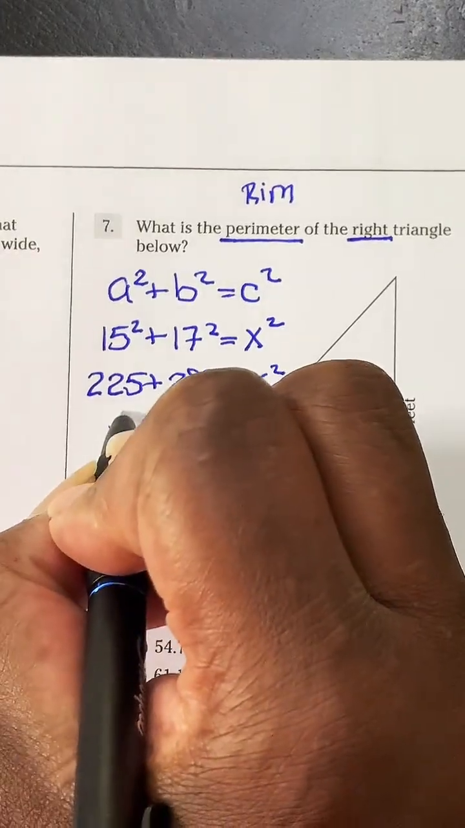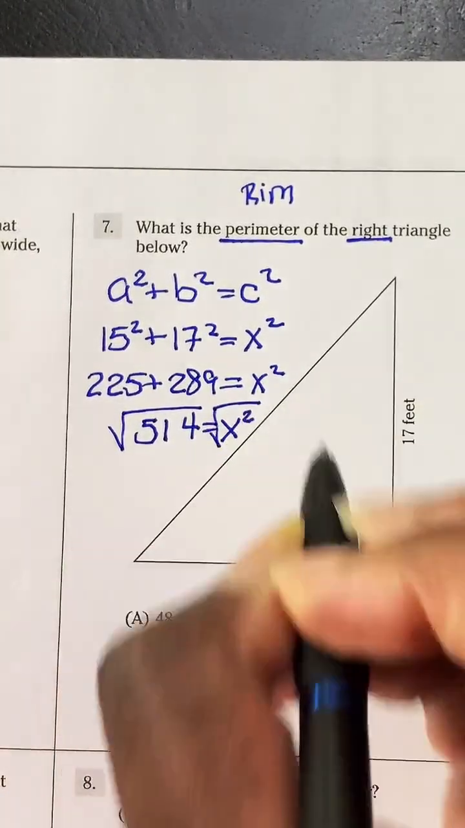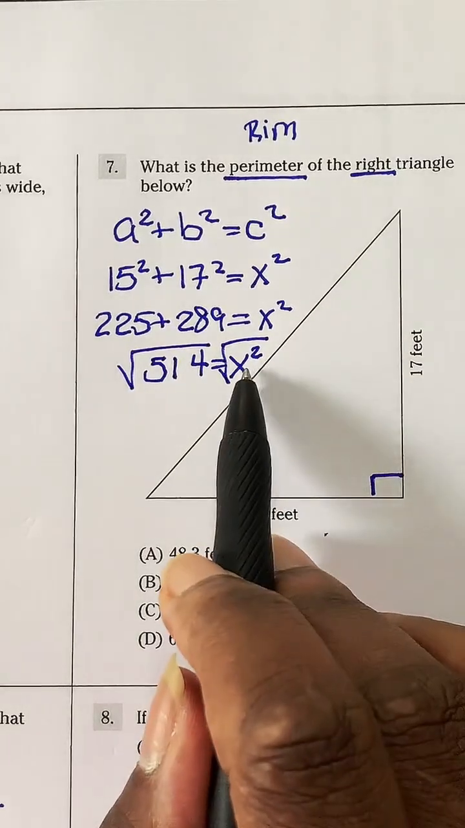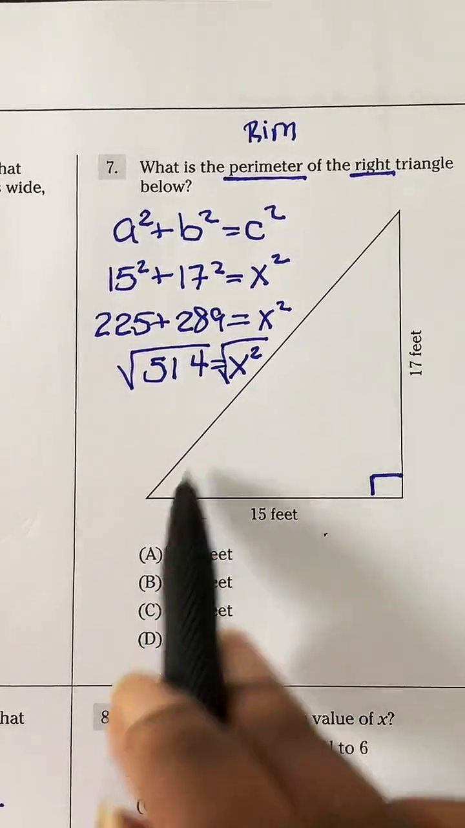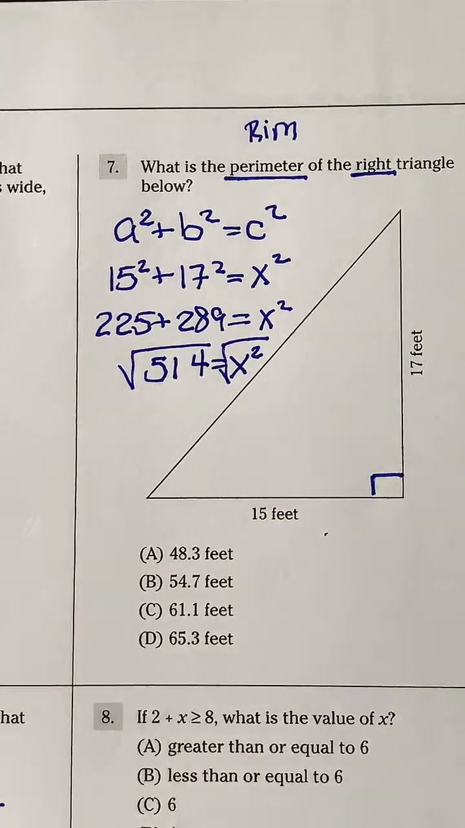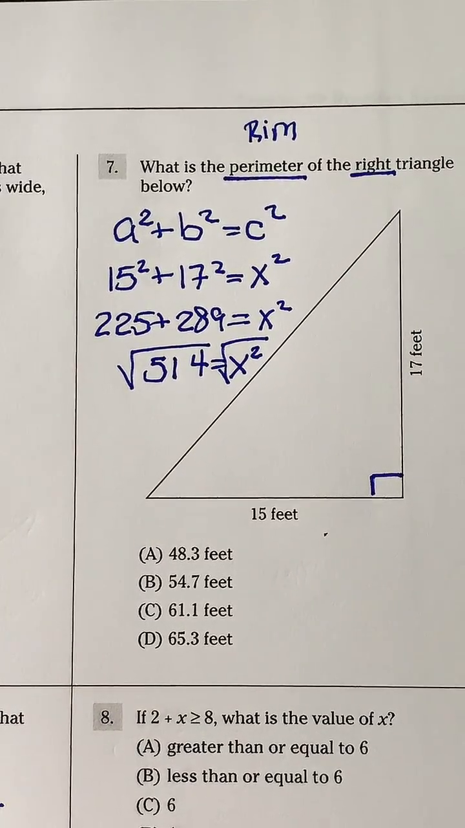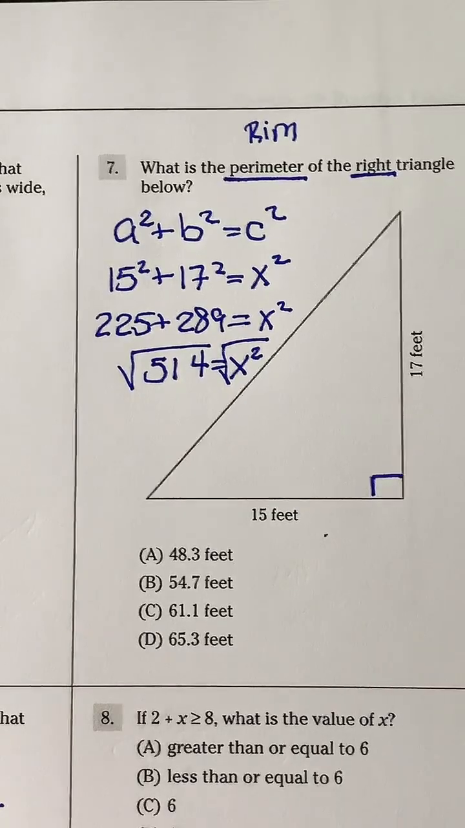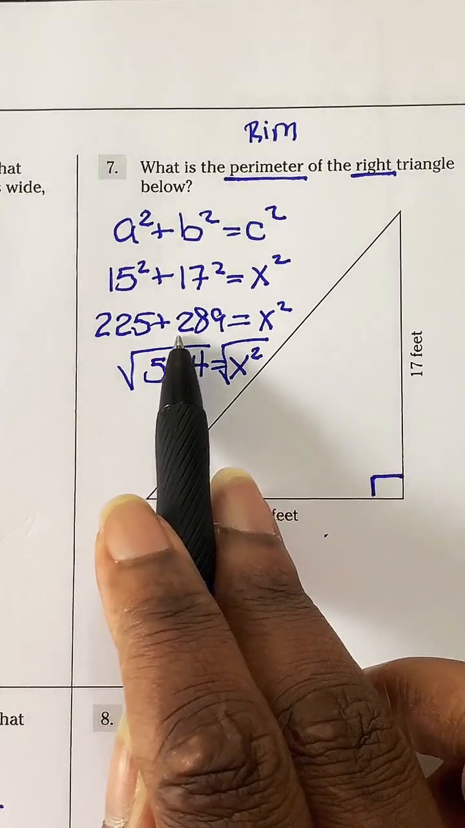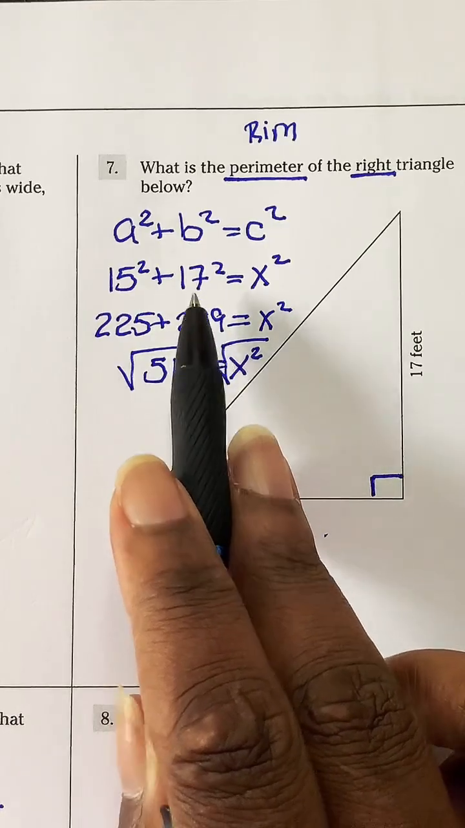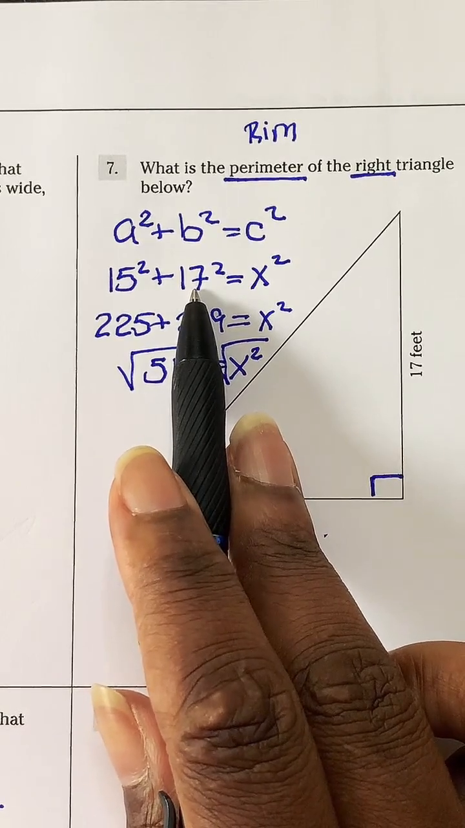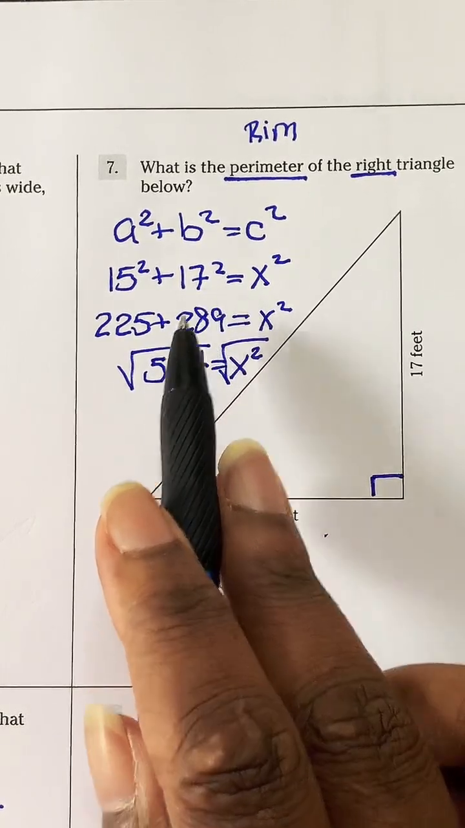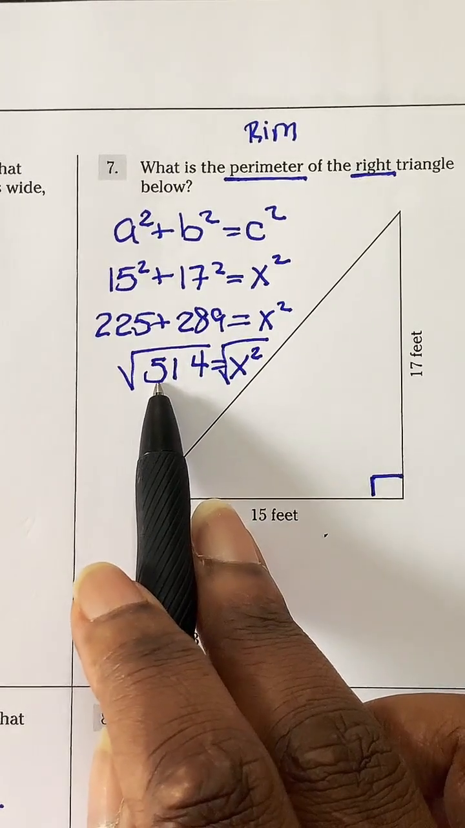So now I got to do the square root because I don't want to know what x squared is. I want to know what x is, which is this unknown side. So now I got the square root of 514. So I know, since we looked at 17 squared, and I know 17 squared is like 289, so it's definitely going to be larger than 17. I can think of 20 squared. So 20 squared, that's 400. So I know it's going to be more than 20.